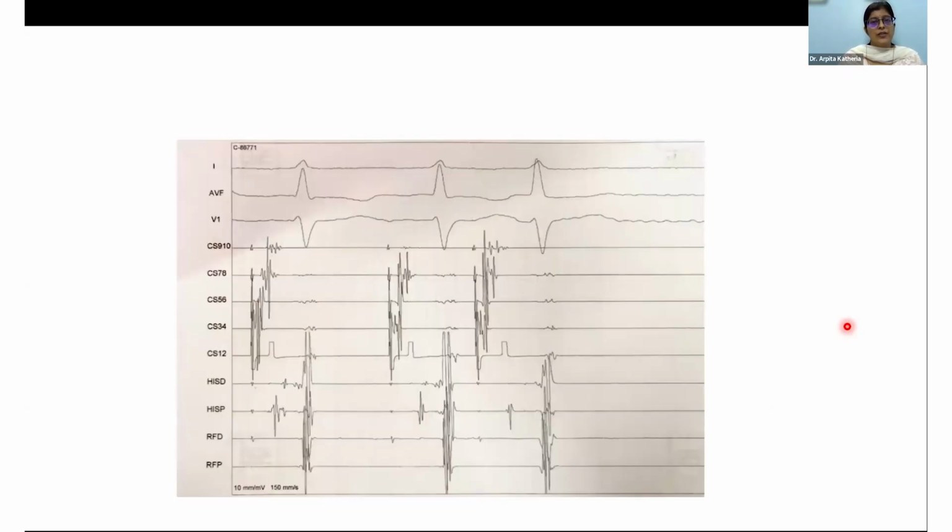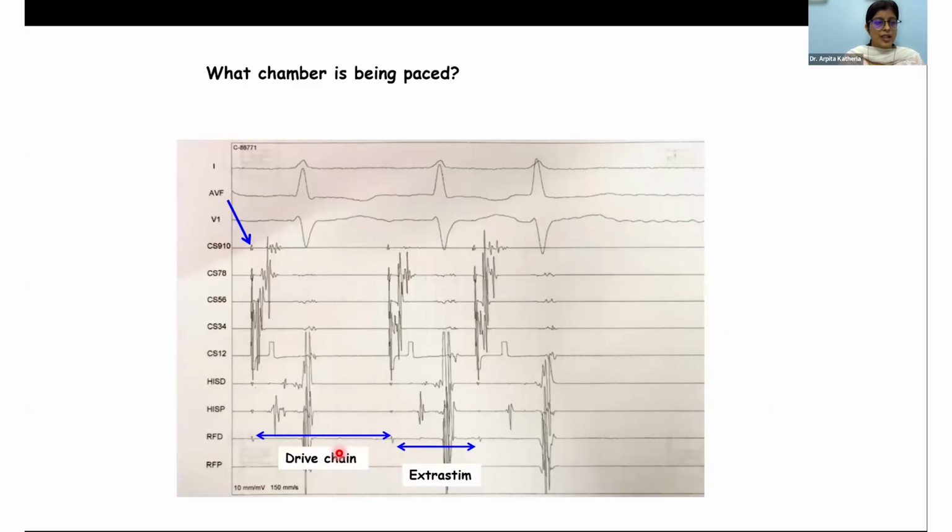So how do we identify which chamber is being paced? Look at the pacing spike. This is occurring before the P or before the A in the CS. So that means this is the pacing of the atria. We are giving the drive chain followed by an extra stimulus, which is faster. And we can see the CS A. We can see H and V in the his bundle and so on. All are getting conducted.